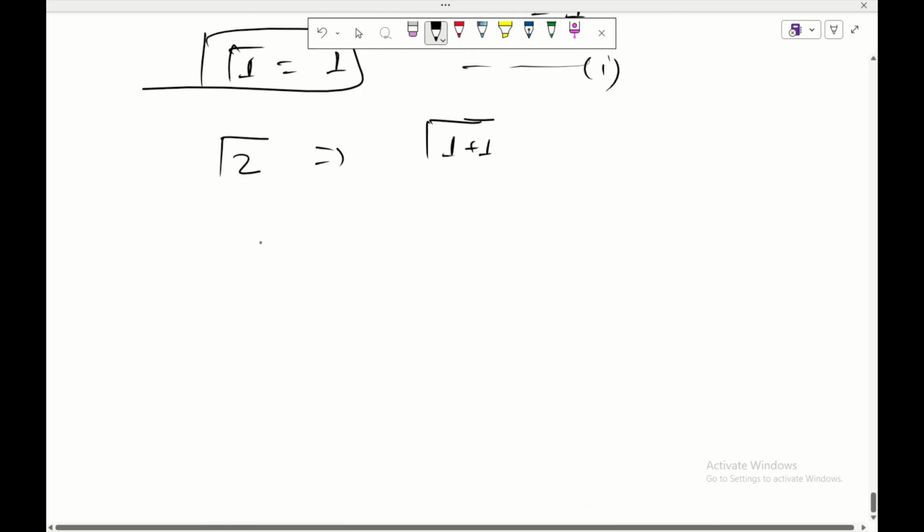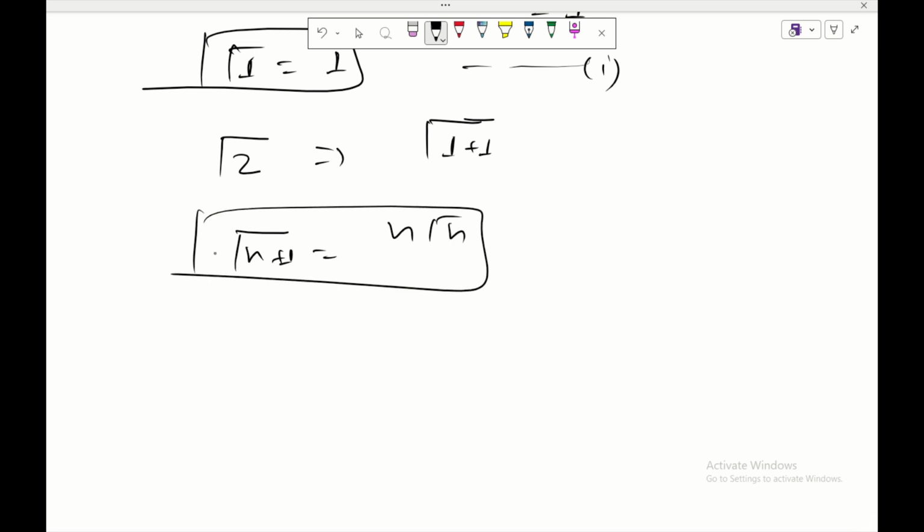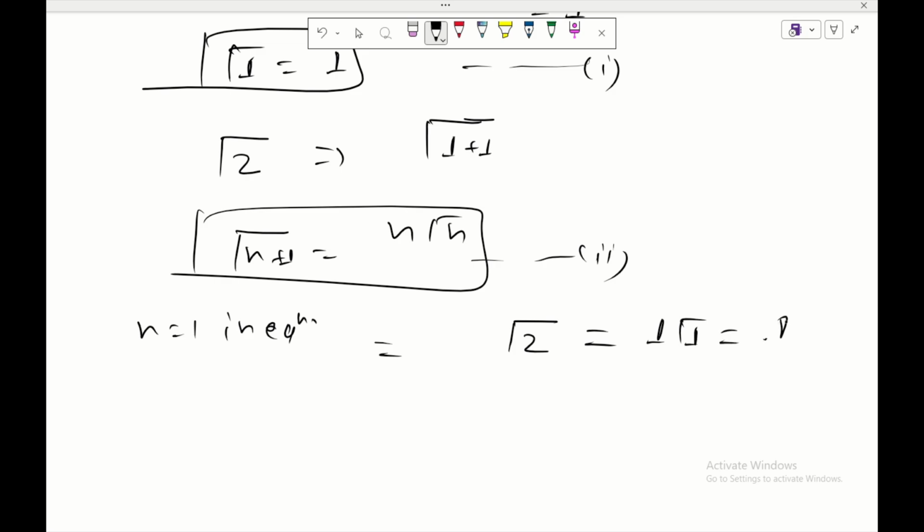Okay, so suppose Γ(n+1) = nΓ(n). We have proved it earlier. Suppose this is equation second, so I will put n = 1 in equation second. What will I get? Γ(2) = 1·Γ(1). And what is Γ(1)? That is 1, so I can write it as 1.